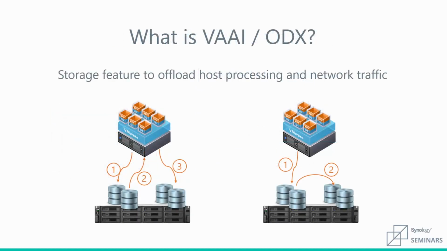In the past, moving data between LUNs required sending it from the NAS through the hypervisor back down to the NAS, causing network congestion. VAI and ODX are features that allow the storage array to offload host processing and network traffic by moving data between LUNs without requiring that data to pass through the host. With hardware-assisted locking, creating multiple VMs is up to 9 times faster. Block zeroing is up to 140 times faster, and copying a full virtual machine is over 30 times faster.